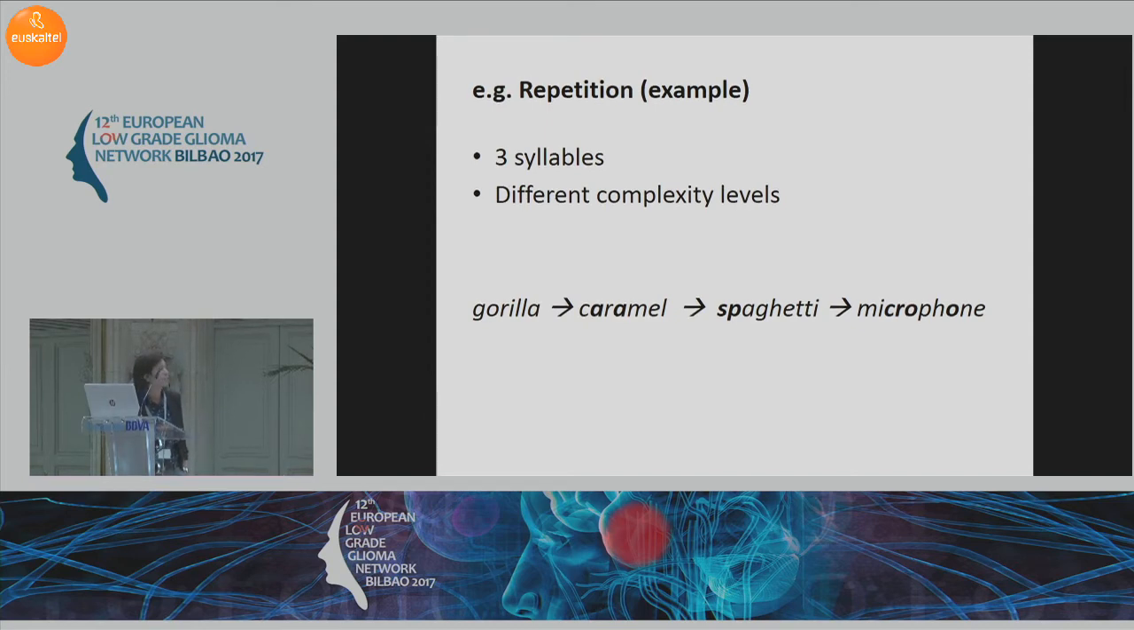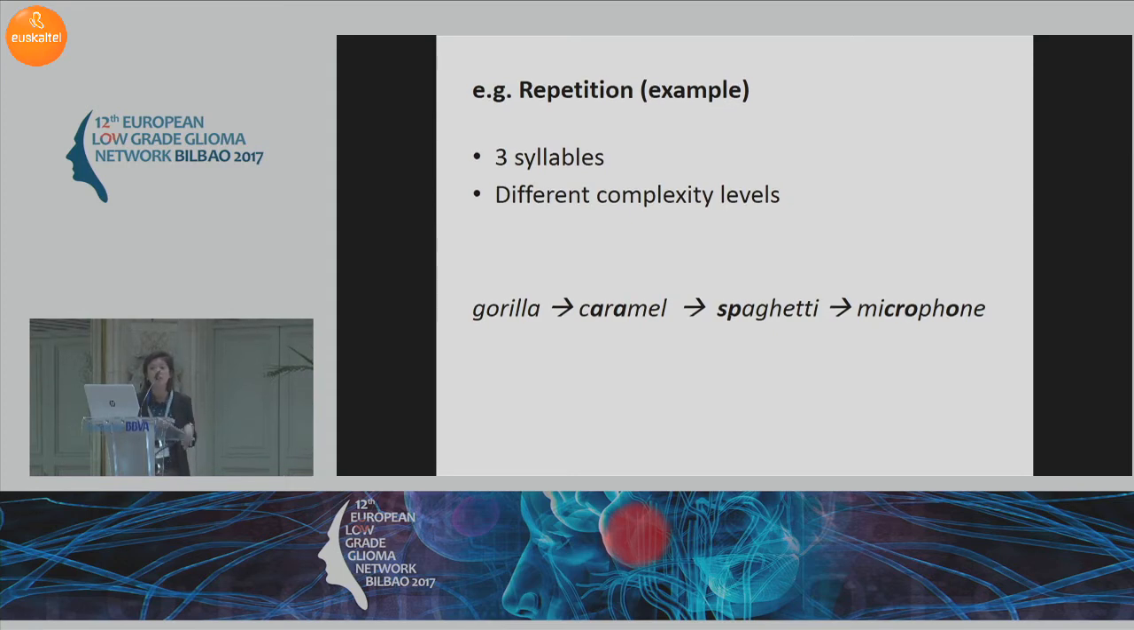Caramel is more complex because of the phonemic similarities in caramel. Spaghetti is more complex because of the consonant cluster sp. And the most complex item is microphone, because there is a cluster, and there is a phonemic similarity.